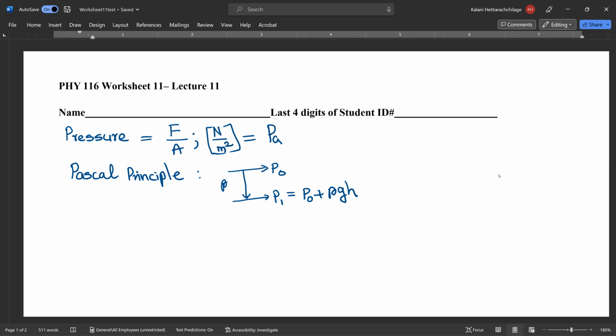If you need to calculate the pressure above P naught, the only difference is your pressure is going to be lower. That means the second part, rho g h, will be a negative number when you go above P naught. Okay, so for P naught we usually use the atmospheric pressure. So now later on we discuss the Archimedes principle.